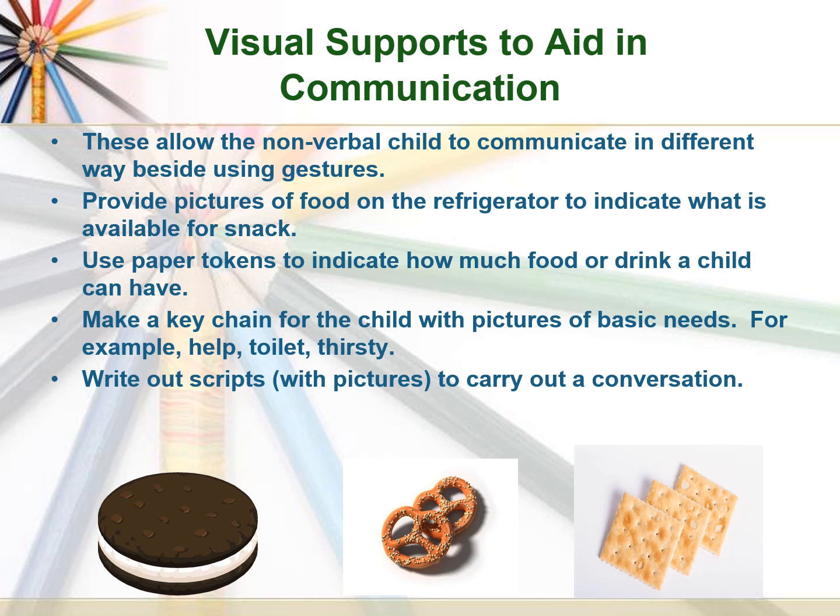So we can teach parents to use visuals of pictures of food that can be put on the refrigerator, and the child can point to the picture of the food that they want for a snack. We could use paper tokens to indicate how much food or drink a child can have. So maybe we put out 4 red squares, and that teaches the child that they can have 4 crackers right now.